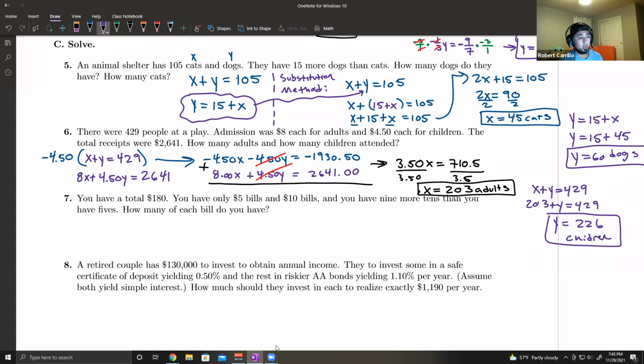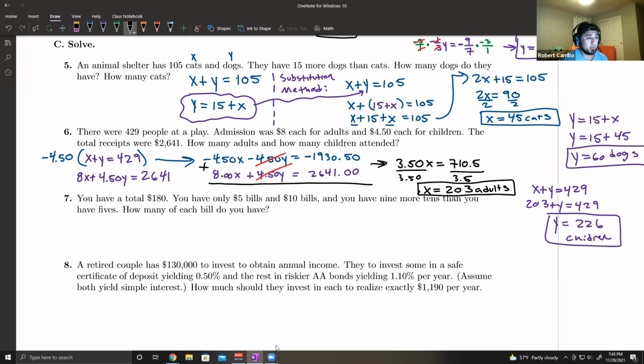Okay. 7. You have a total of $180. You have only $5 bills and $10 bills. And you have 9 more 10s than you have 5s. How many of each bill do you have? Oof. All right. So here we go again.